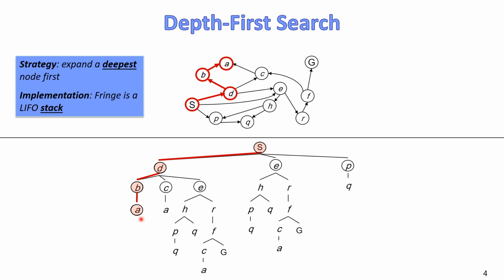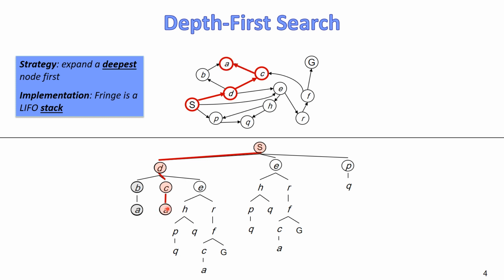Now, if we select A, it has no children. Okay. So we go back to the fringe. Now the fringe has C, E, E, P. C and E now are at the same depth. So we'll select C, because it's based on the alphabetical order, it comes first. So we will expand C to A. Now A is the deepest, so we'll take A, and so on.